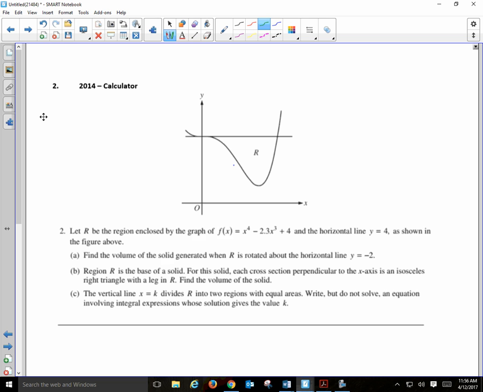Let region R be the region enclosed by that and the horizontal line y equals 4. So I've got y equals 4, and I've got y equals f of x, which is x to the fourth minus 2.3 x cubed plus 4. It says, start by finding the volume of the solid generated when R is rotated about the line y equals negative 2. Holy cow.